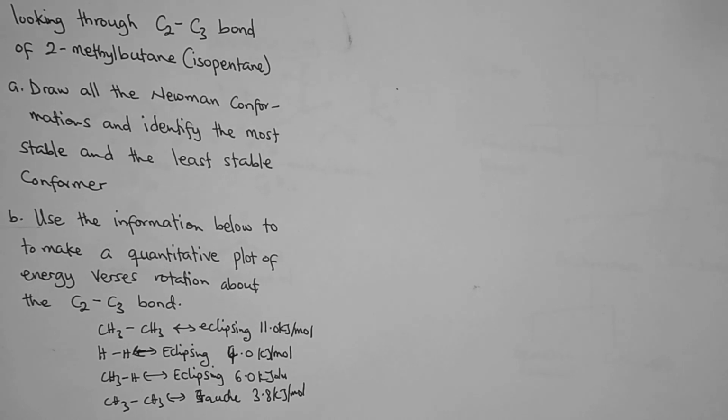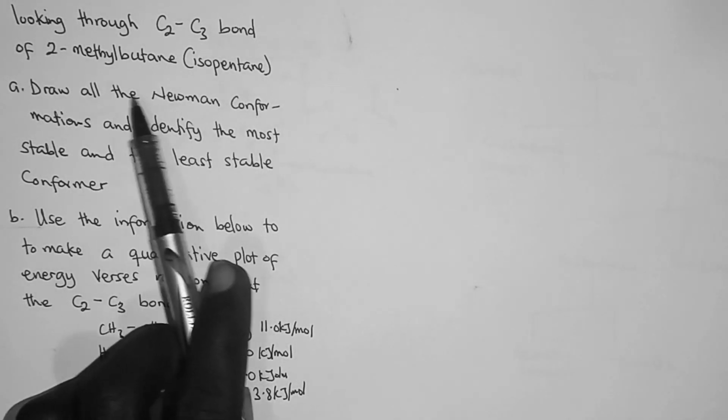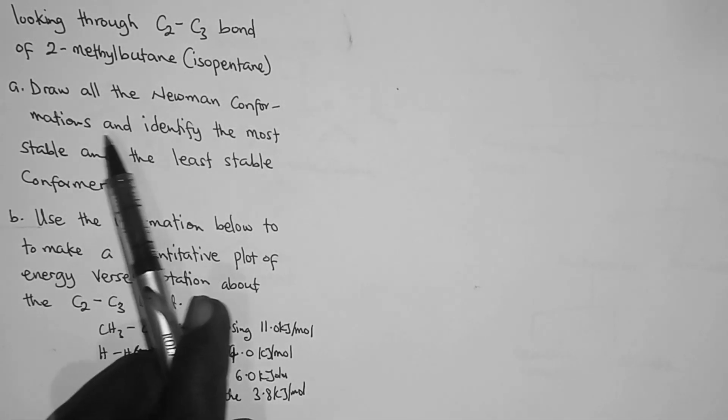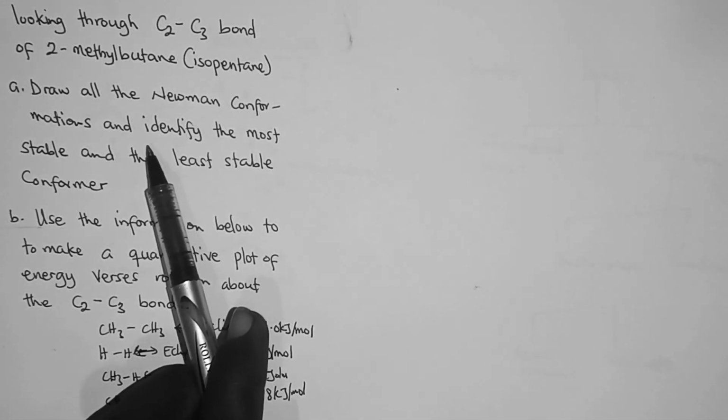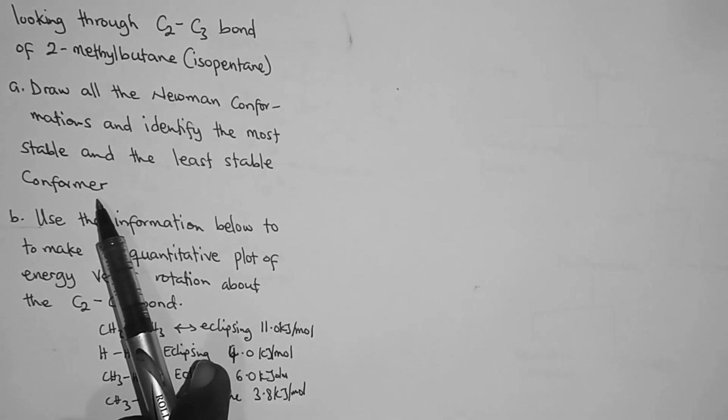So we have this question. The question says, looking through the C2 and C3 bond of 2-methyl butane, which is isopentane, draw all the Newman conformations and identify the most stable and the least stable conformer.